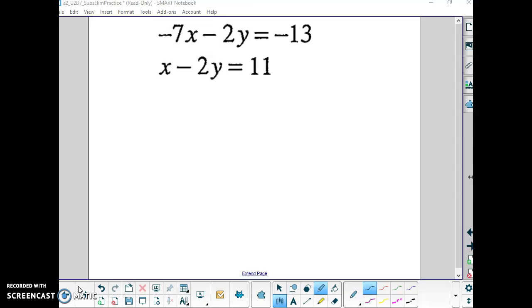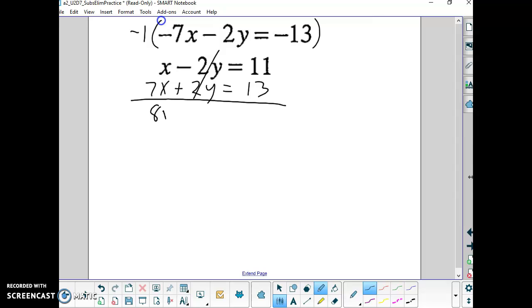All right, so this one is on our sheet. Good. So I'm going to use elimination. These are the same. So I'm just going to multiply one of the equations by negative 1. So we get 7x plus 2y equals 13. Those now eliminate. 8x equals 24. Solve that, plug it back into one of the equations.